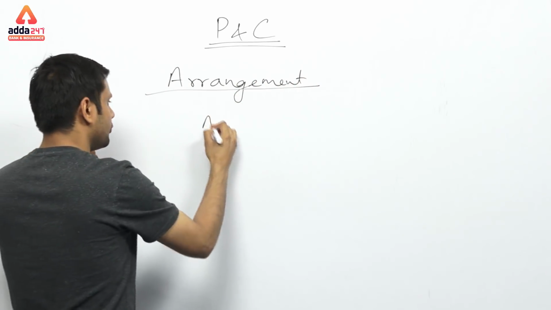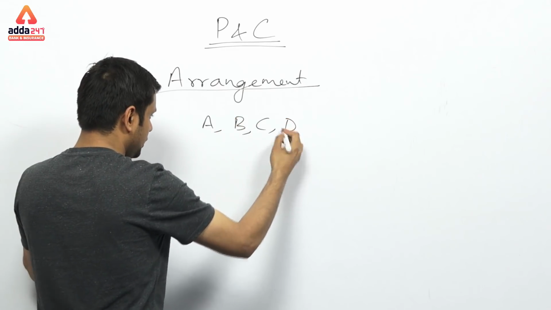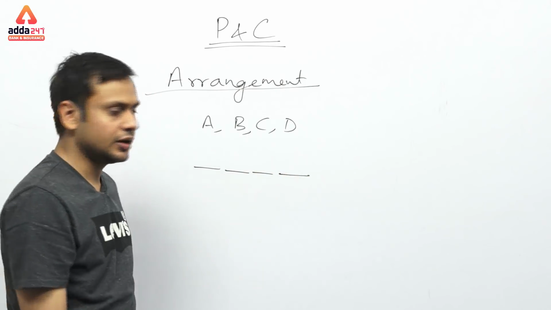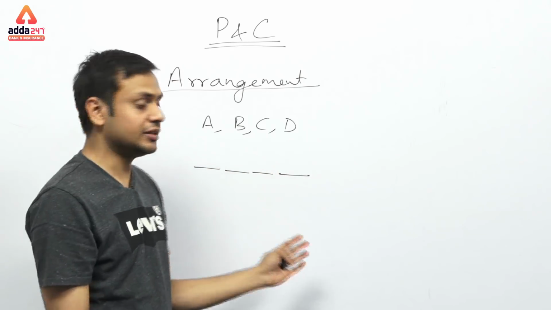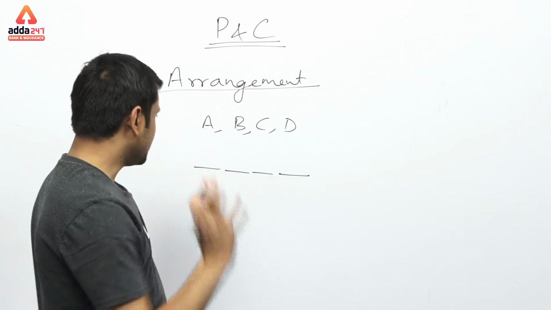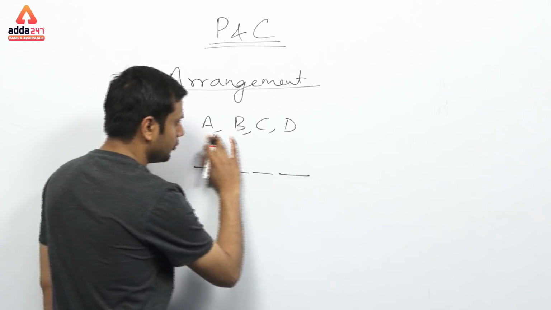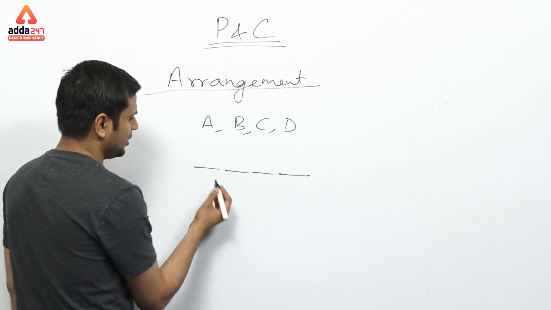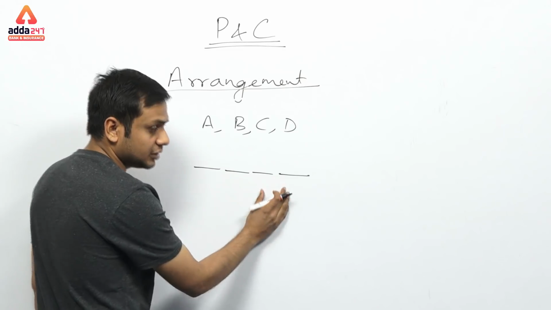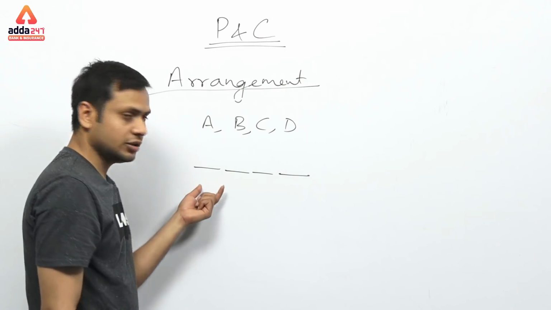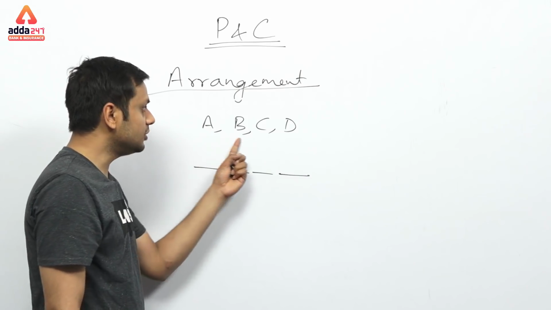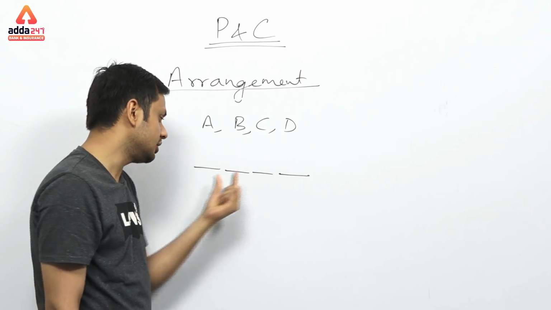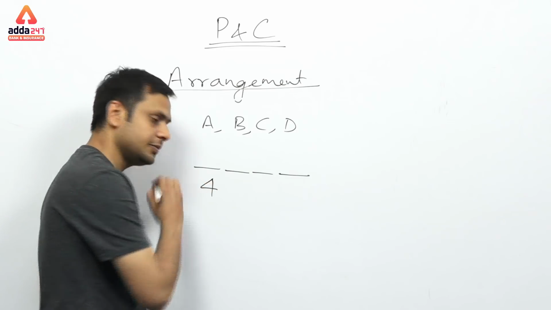Okay, suppose there are 4 friends A, B, C, D. They need to sit on these 4 chairs arranged in a sequence or in a row. In how many ways can these 4 friends sit on these 4 chairs? So what we can do, we can number the chairs, the first chair, second chair, third chair, fourth chair. Can I say, in the first chair, any of those 4 persons can sit. The first chair can be filled in 4 ways.